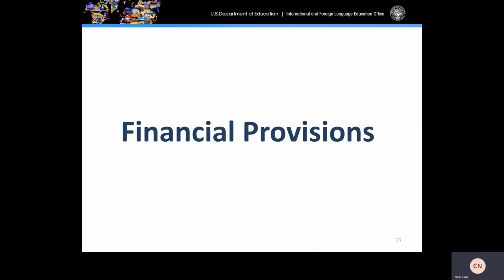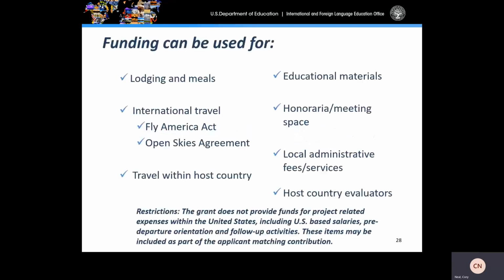Okay, we're going to talk about the allowable cost, what we cover as part of the GPA short-term program. Funding can be used for the following: lodging and meals, round-trip international travel, and as a reminder, all flights to and from the United States must be Fly America Act compliant. Travel within the host country. Funding can be used for educational materials purchased in the host country, meeting space within the host country, local administrative fees and services, any host country evaluators.